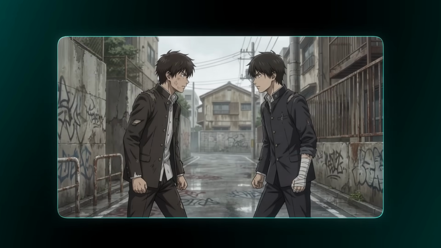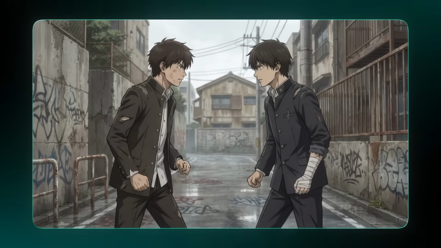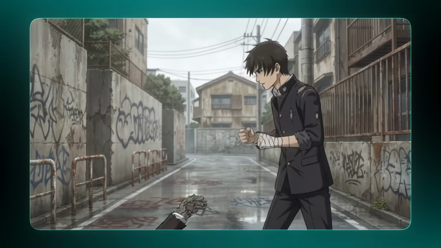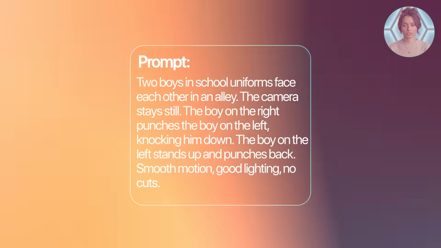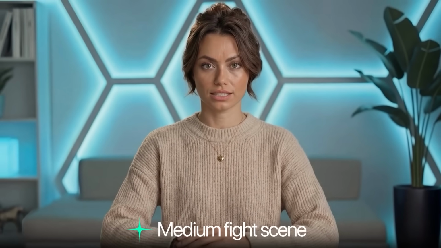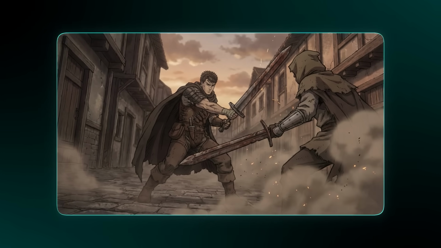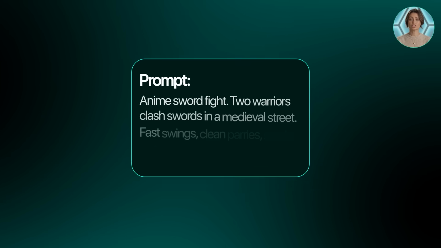First, we'll start with the easy fight scene. I'm using an image of 2 schoolboys about to fight. The goal is to see how well each AI model shows basic movement and natural hits while keeping that anime look. Here's the prompt I used. Next is the medium difficulty fight scene. This time, it's a sword fight between 2 anime warriors. The prompt goes like this.